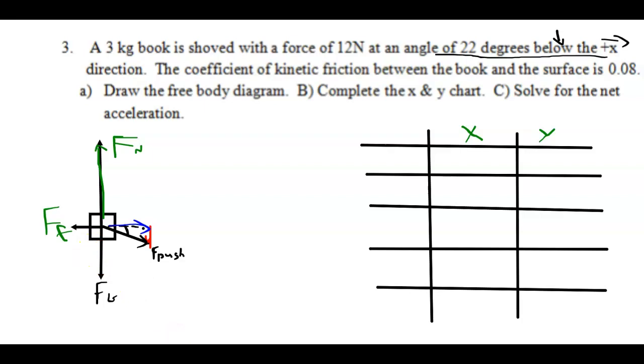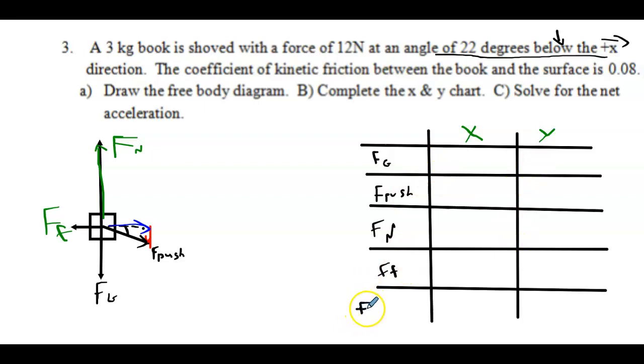So let's go ahead and write in these values here. So we have our gravity force, Fg. We have our normal force, and our pushing force, F push. There you go. The normal force and the friction. And when you add all those together in both directions, you will get the net force.